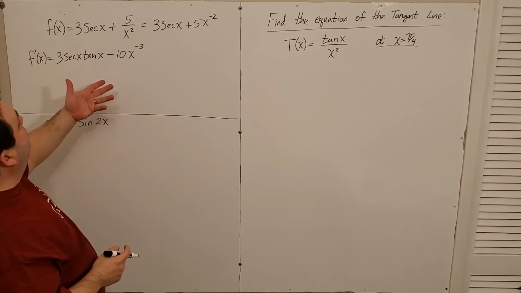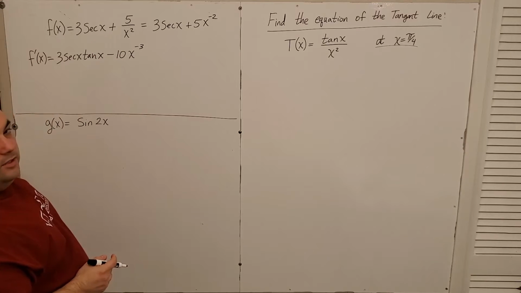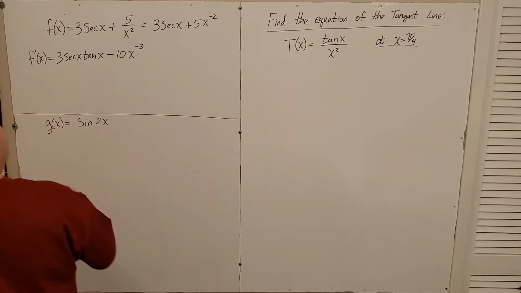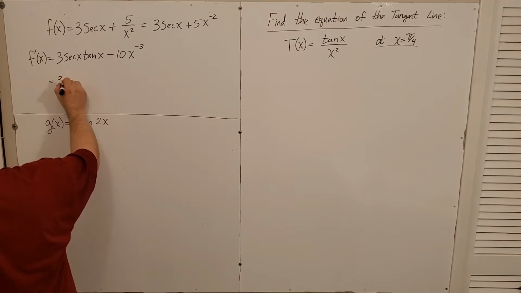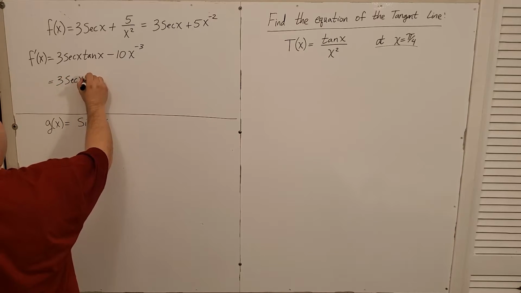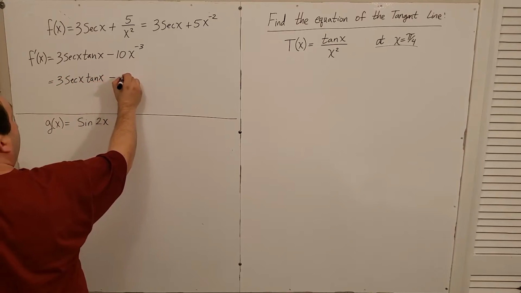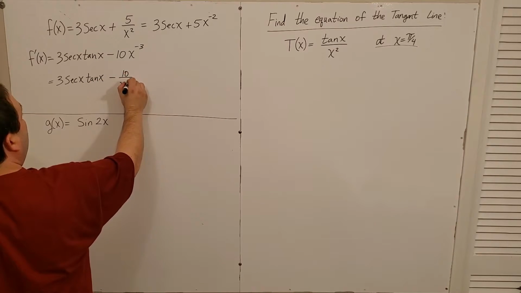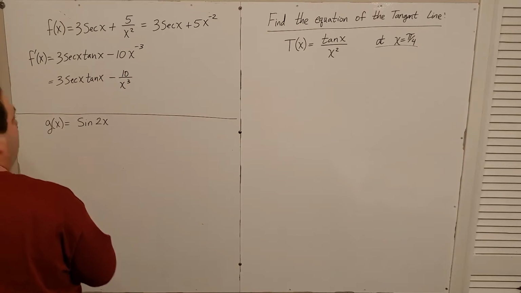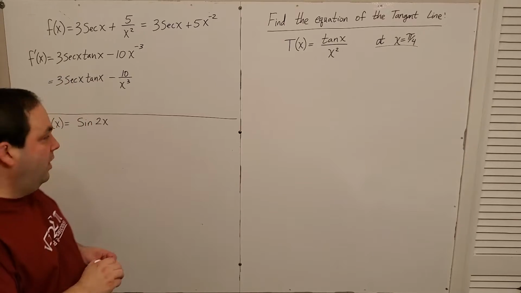Okay, now in certain circumstances, it's okay to leave your answer in this form. Or, don't forget, you can also rewrite 3 secant x tangent x minus 10 over x to the 3rd power. Right? Either one of those is completely fine.